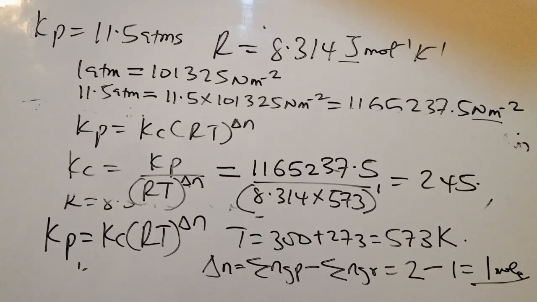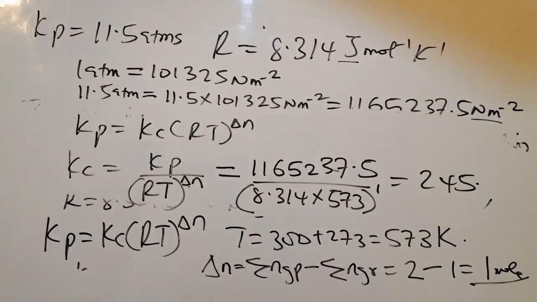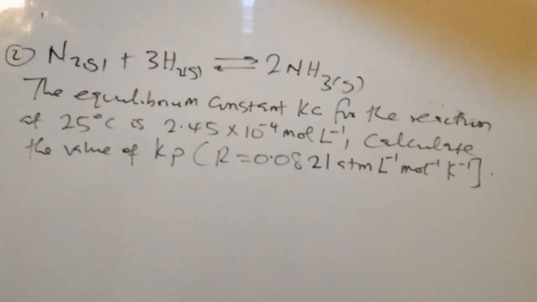So we'll take another example and then see what we can make out of this. Look at an example on calculation of Kc and Kp. In the first example, we were able to calculate our Kc. On this other one, we're looking for our Kp. The equilibrium constant Kc for the reaction at 25 degrees Celsius is 2.45 times 10 to the power minus 4 mole per liter. Calculate the value of Kp, and you have the universal gas constant, the big R, in the other unit, which is 0.0821 atmosphere liter per mole per Kelvin.